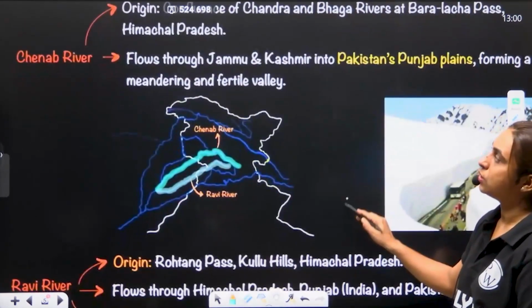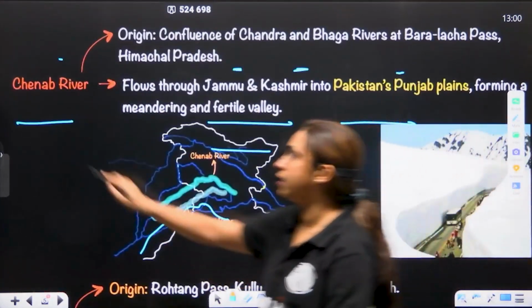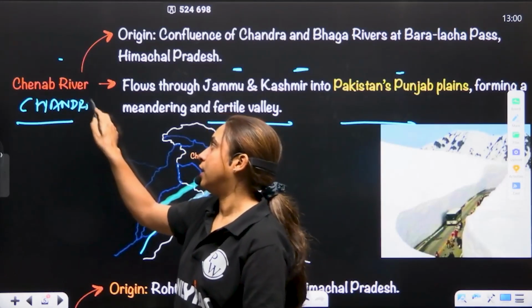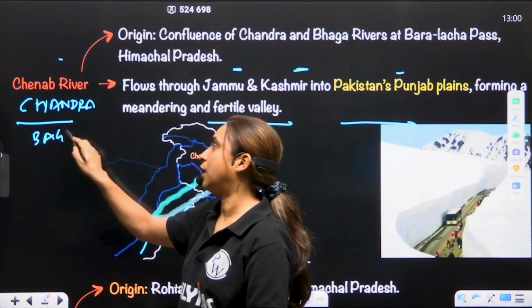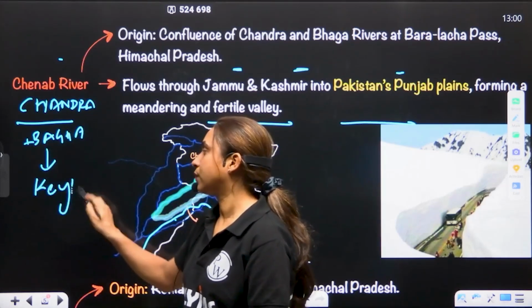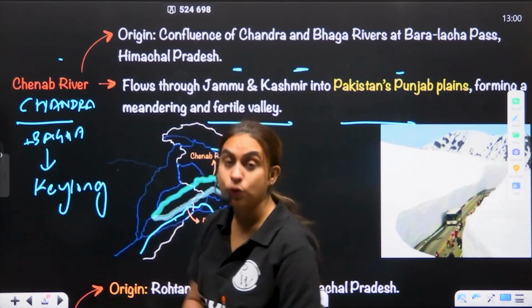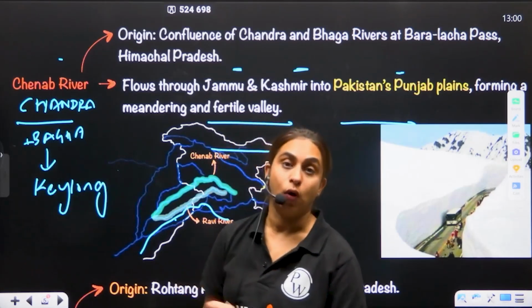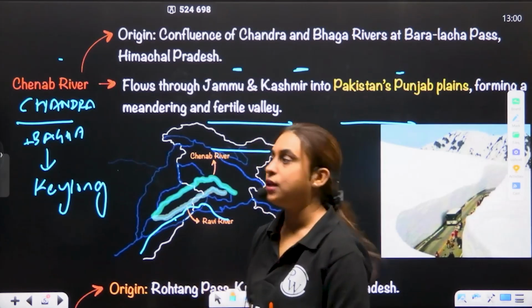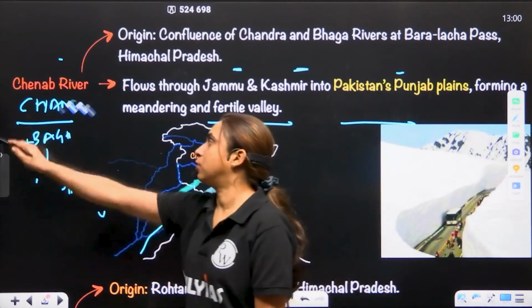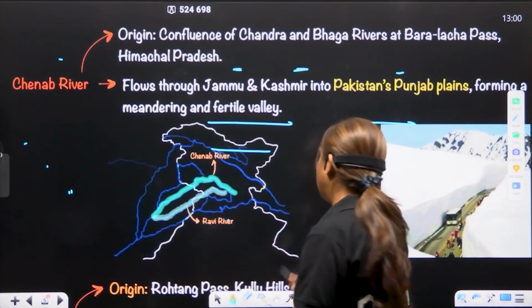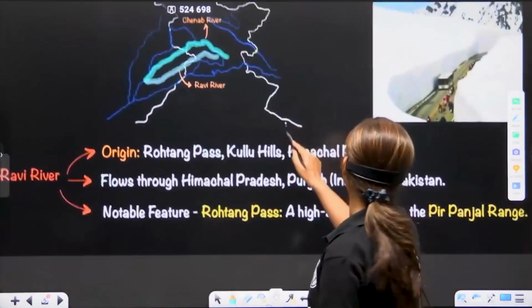The Chenab River is also known as the Chandra Bhaga River. I have mentioned that. Both of them meet at Keylong. Therefore, Chandrabhaga is also known as the Lady of Keylong. If you get an MCQ, what is the Lady of Keylong? It is the Chenab River. So this is about your Chandrabhaga. Now, the next one that we have is the Ravi River.